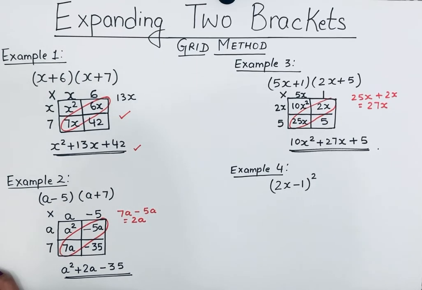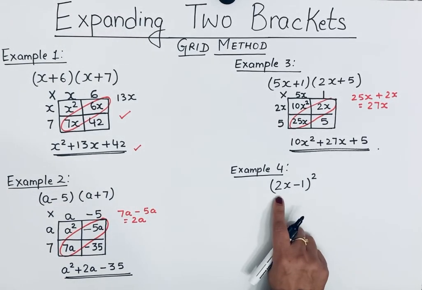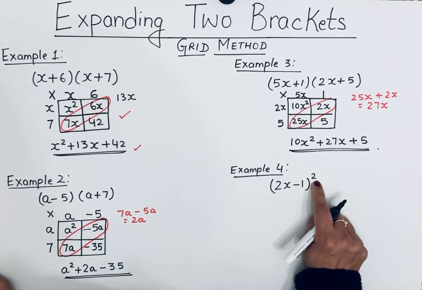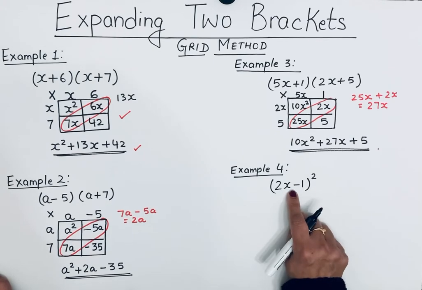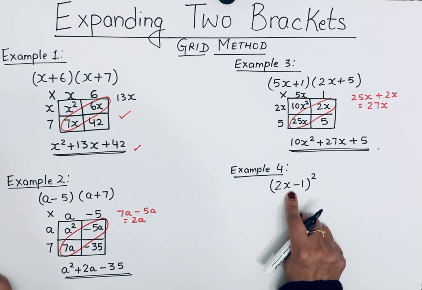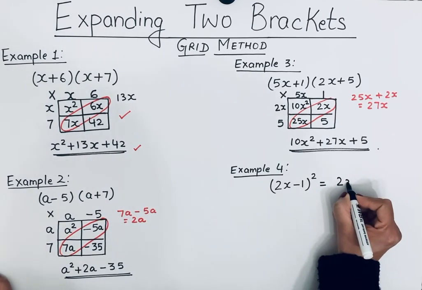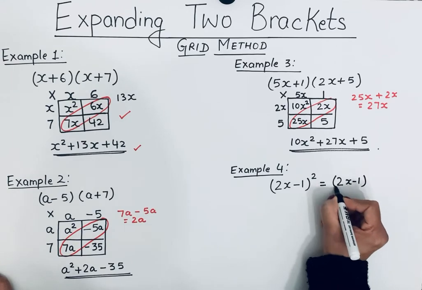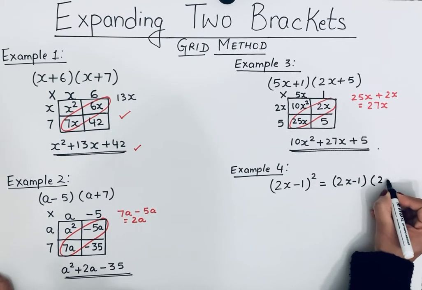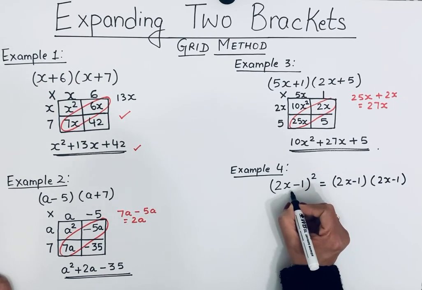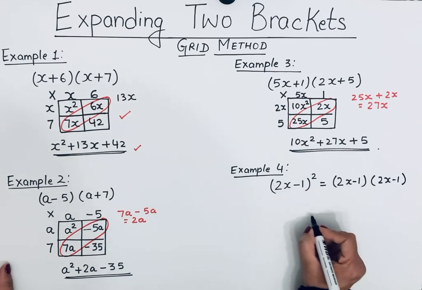Let's have a look at our last example. In our last example, I have taken a bracket which has a square on the top. The square means the same bracket will be written twice. Let's do that first. So we're going to write this one in the expanded form like this first. The 2x minus 1, and then another bracket, 2x minus 1. Because the meaning of that little square is, let's write this bracket twice first and then multiply it out.